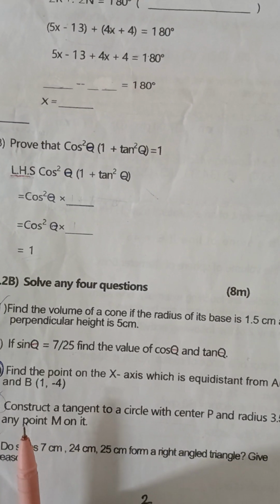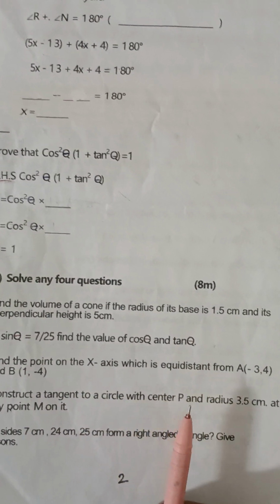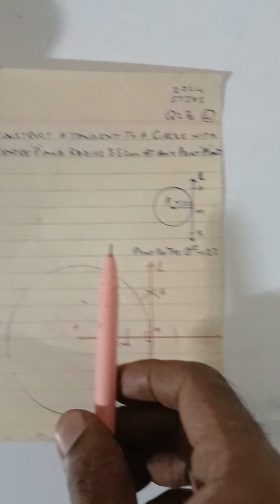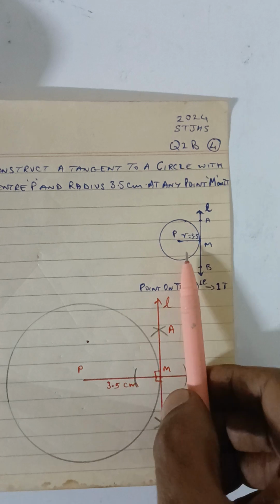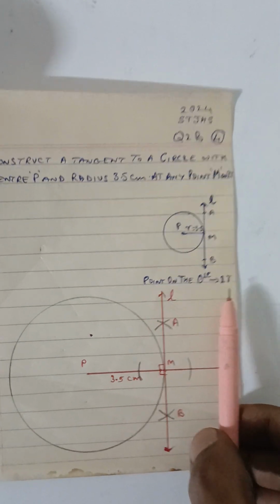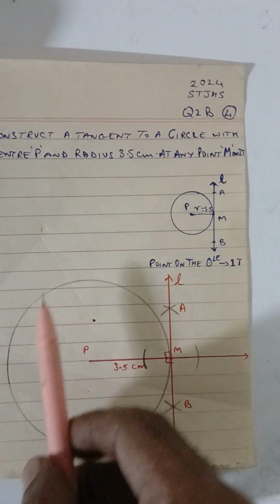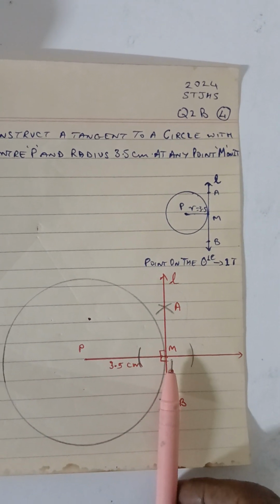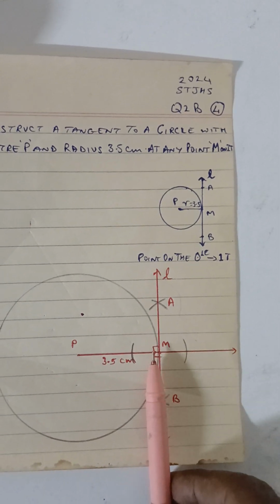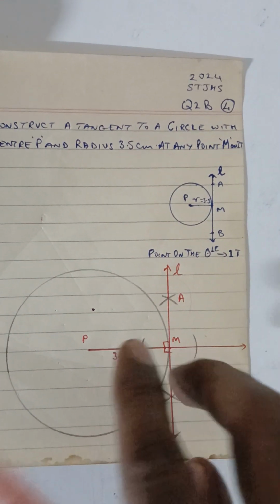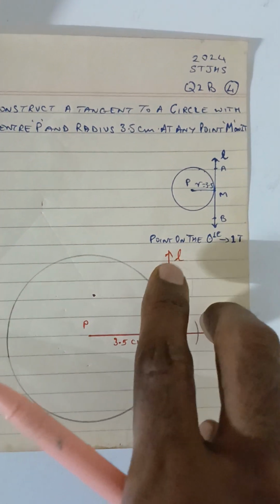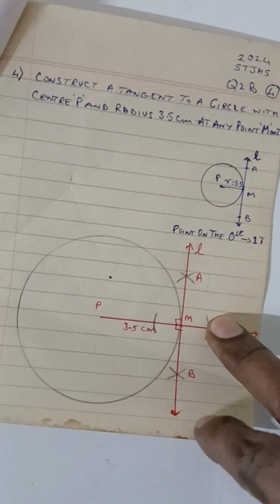Next, construct a tangent to a circle with center P and radius 3.5 at any point M on it. Here is the rough figure. Since the point lies on the circle, we will get one tangent. First draw a circle of radius 3.5, mark point M, extend the line through M, draw arcs on either side, left and right, take the measurement of the arcs, and draw arcs on either side, up and down.